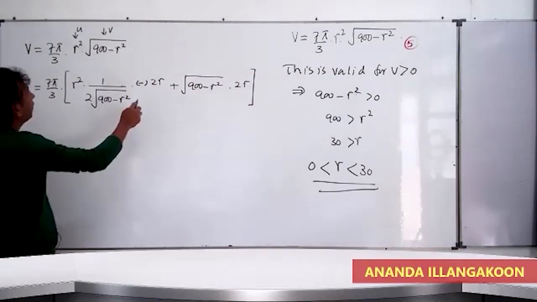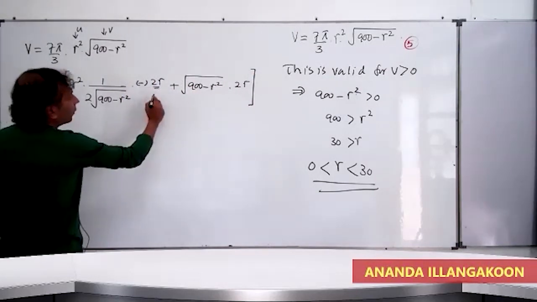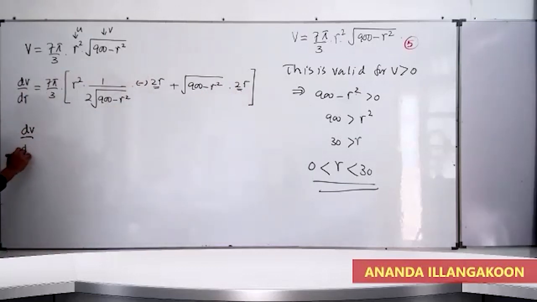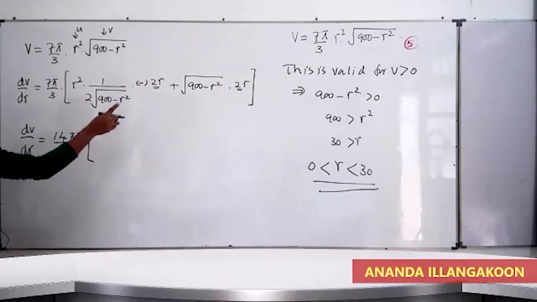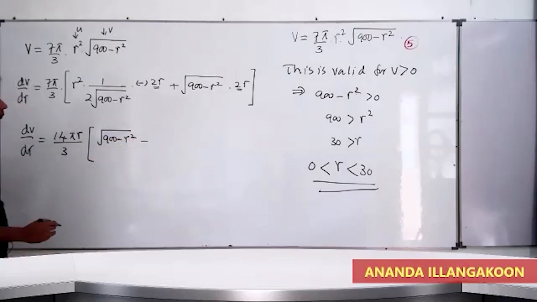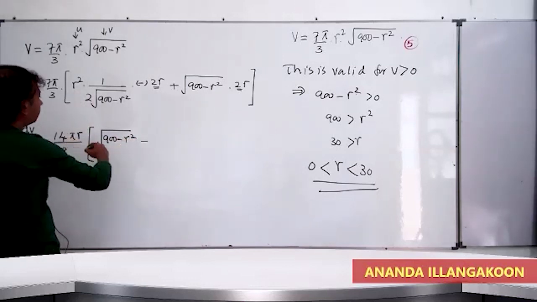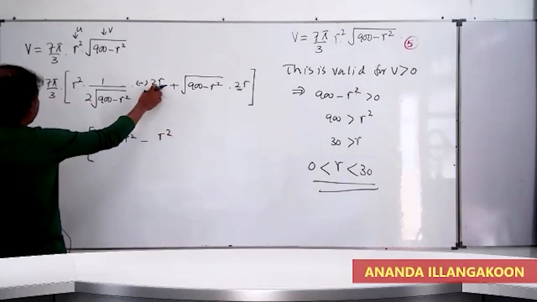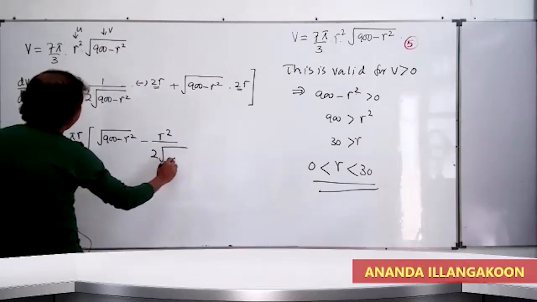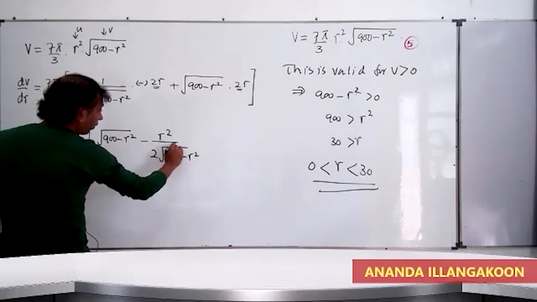Then we have 2r here. Take that out. When we take 2r out, here we get 2 and 7, 14 pi times r divided by 3. Over there we have the square root of 900 minus r squared. This is now minus, since we have taken 2r out, r squared divided by 2 times the square root of 900 minus r squared.